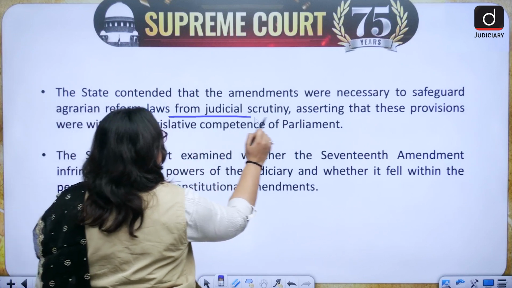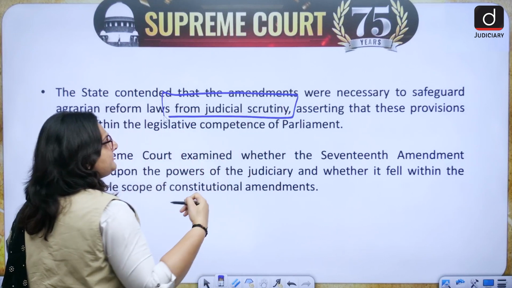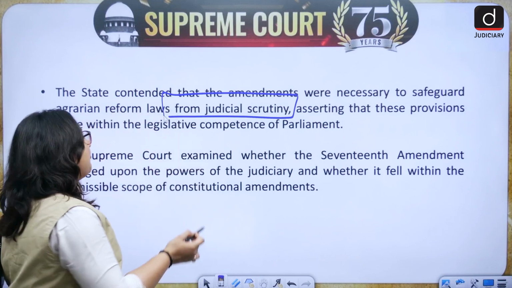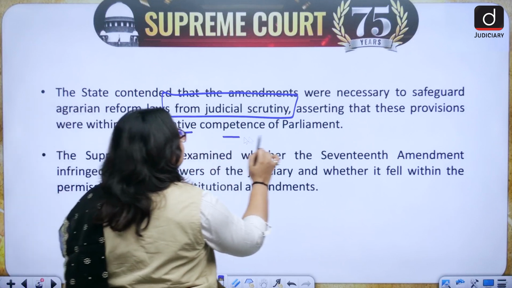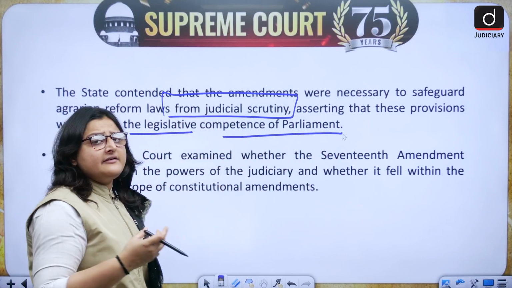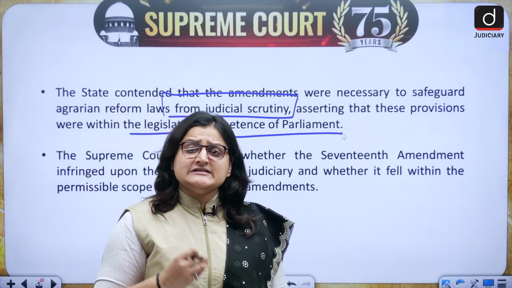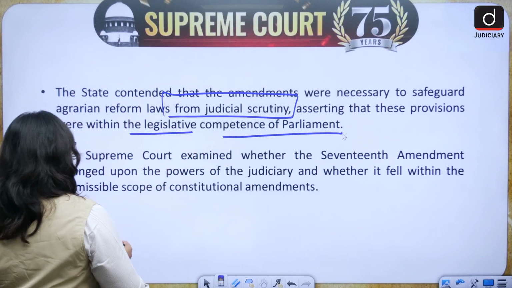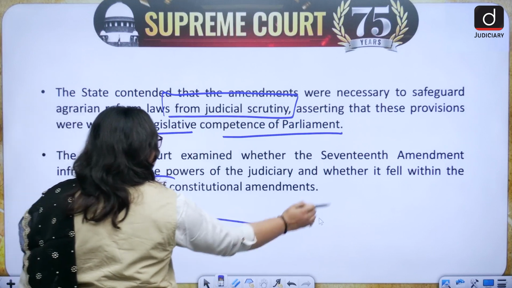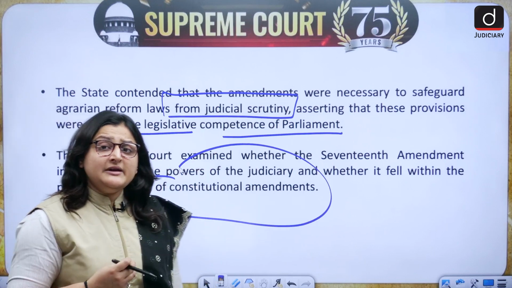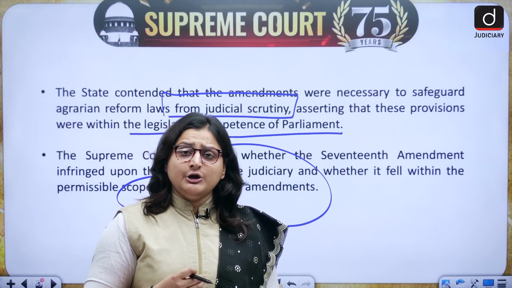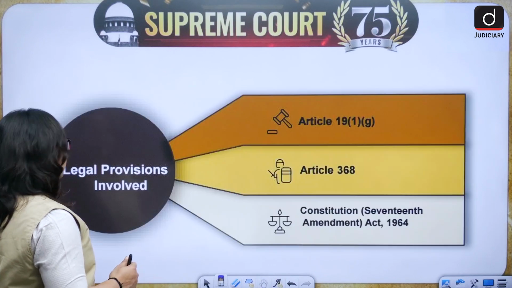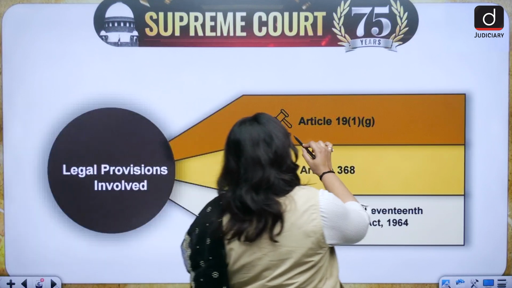Because something is kept in the 9th schedule, it means that it is beyond judicial scrutiny, and his contention was that Parliament had exceeded its competency. It means it had exceeded its legislative competency by enacting those laws. It means whether that was permissible within a constitutional amendment, to amend even Part 3, that was the key issue in this case. Now let us see what provisions are involved.